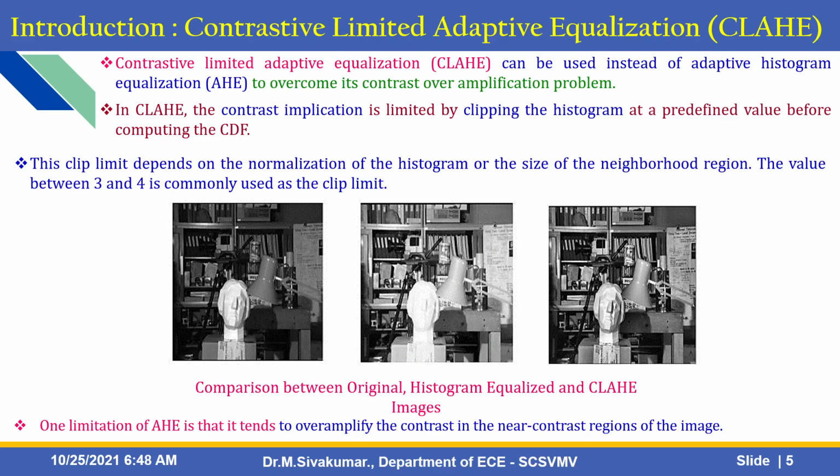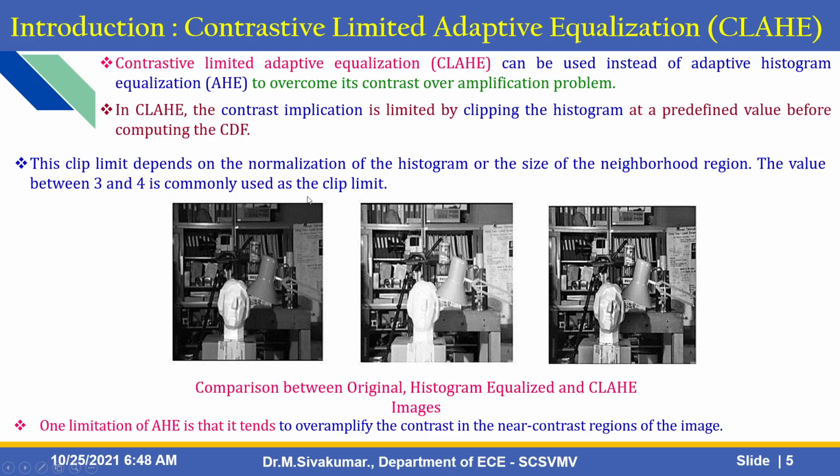Now let us see the introduction to contrast limited adaptive histogram equalization, the CLAHE algorithm. It can be used instead of adaptive histogram equalization to overcome its contrast over-amplification problem. In CLAHE, the contrast amplification is limited by clipping the histogram at a predefined value before computing the CDF. This clip limit depends on the normalization of the histogram or the size of the neighborhood region. A value between 3 and 4 is commonly used as the clip limit.